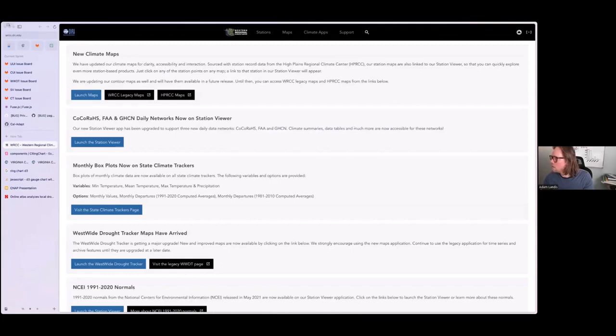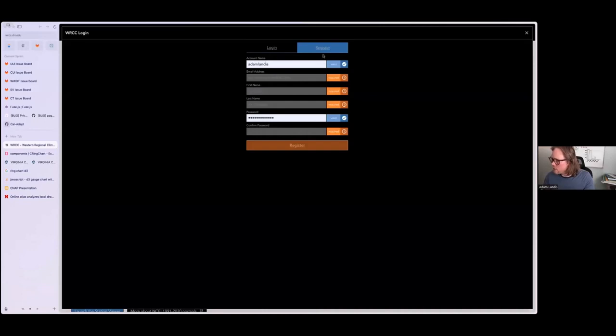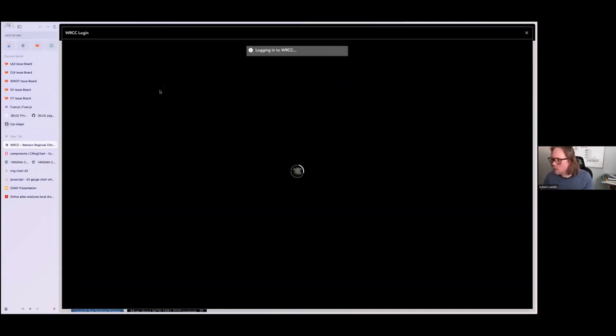Yeah, so when you go here, in order to access any of the data products, you will need to register for an account. It's completely free. Just come over here to the register form, fill this out, and submit. I already have an account, so I'm going to log in. All right.